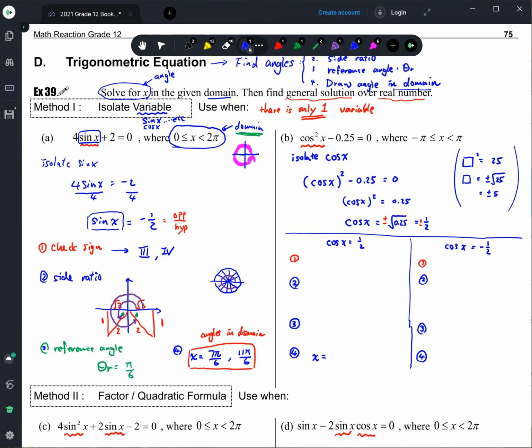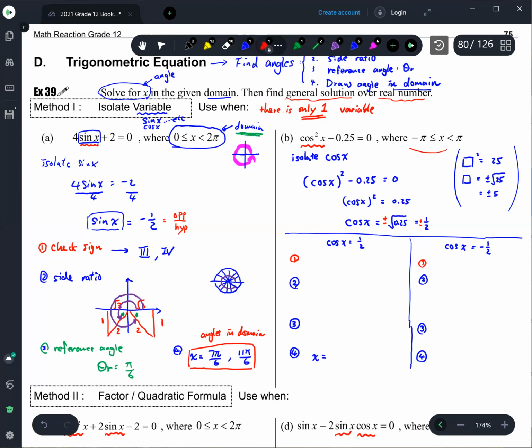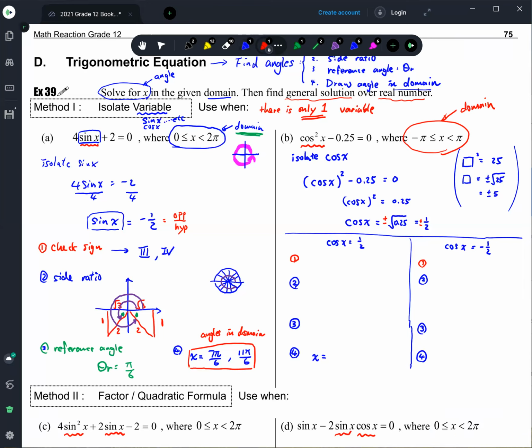Step 4 is the tricky part because this time the domain is different. Okay, so think about what that means. Domain is negative pi to pi. Okay, so you can give it a try first. You should have 2 answers coming out of it, from the left side.